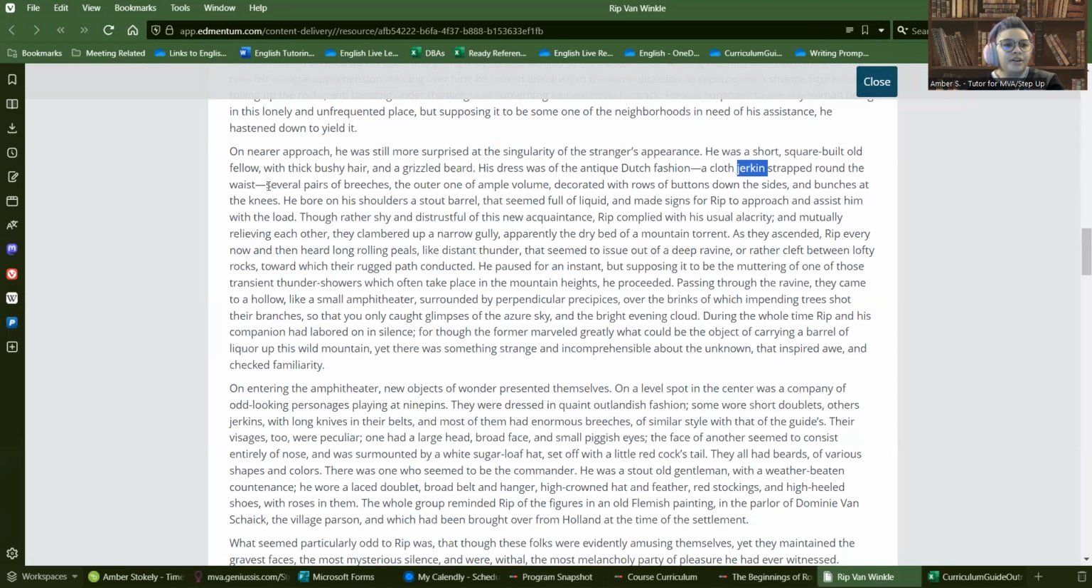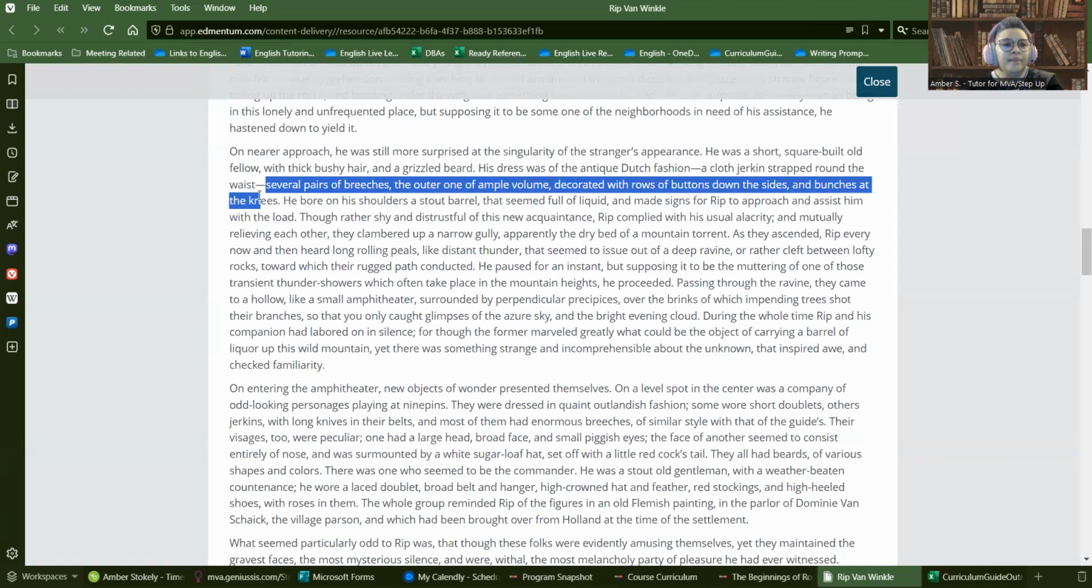It says several pairs of breeches. So breeches are like types of old pants. The outer one of ample volume. Ample means a lot, so very big in volume. Decorated with rows of buttons down the side and bunches at the knees. So he's in like really old traditional, like Dutch clothing.